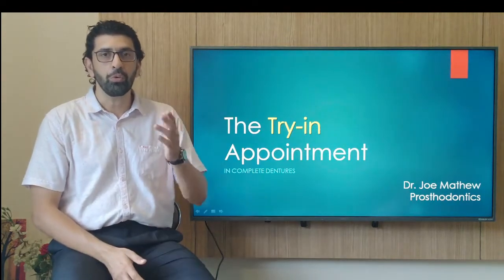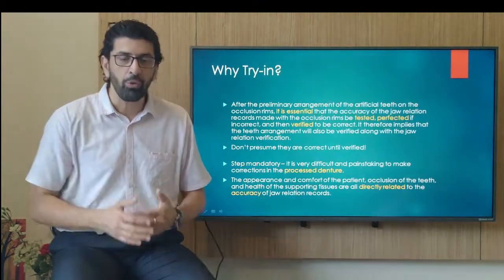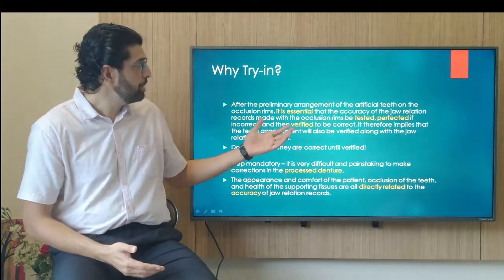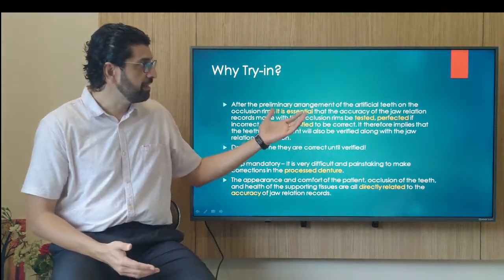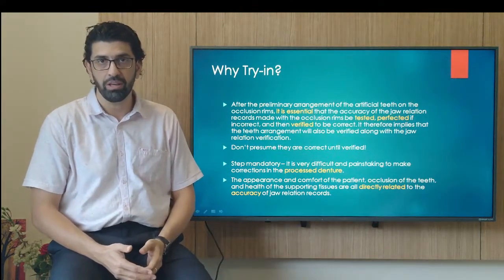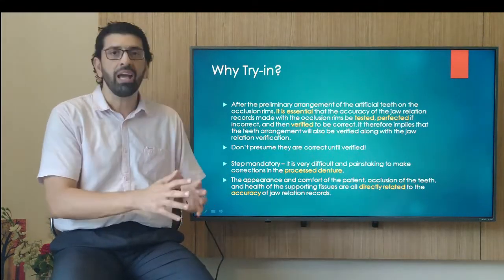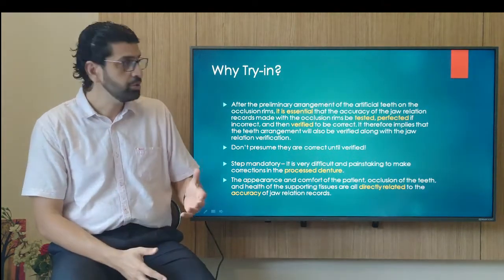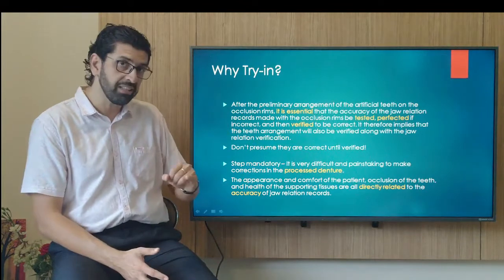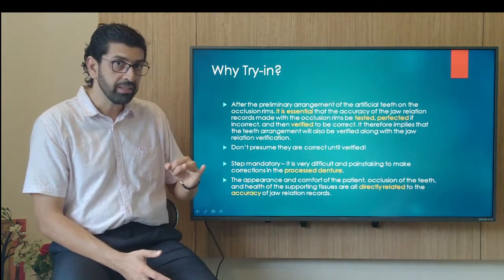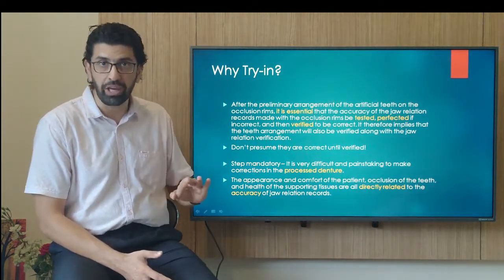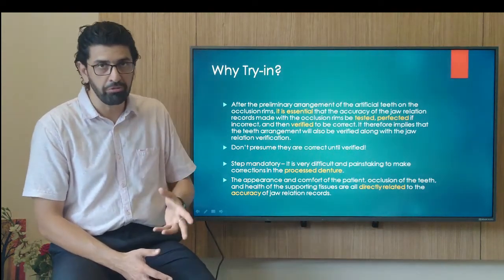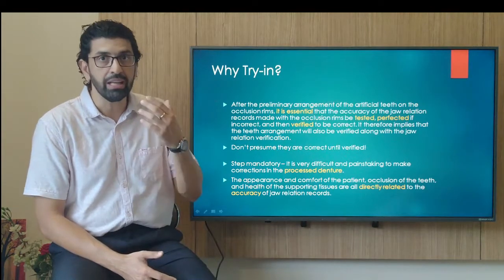All right. So what we need to remember about this is once we have arranged the teeth onto the occlusal rim, we have to verify the accuracy of the jaw relation. Okay, we have to make sure that it is right and it is verifiable, and if there's any mistake, we need to make it correct. So these are the three aspects that we need to test it, perfect it, and then verify that it is actually okay. So these three things must be done when we do a try-in. This is an essential part of what we're doing with a try-in denture.